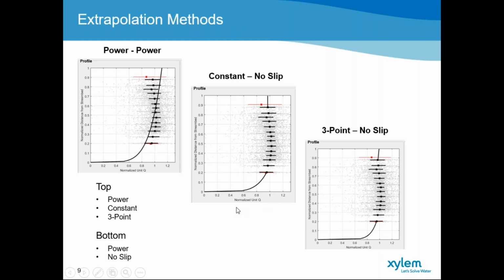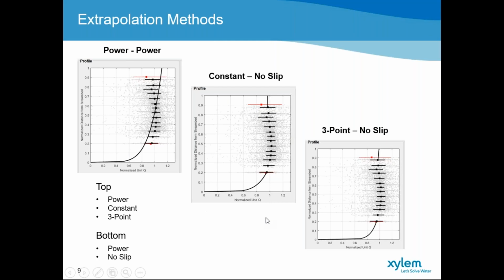The extrapolation methods currently implemented in RiverSurveyor Live are also available in all the other manufacturers' software, as well as the USGS's. They consist of, at the top, power function, constant, and 3-point methods, and at the bottom, power and no slip. In RiverSurveyor Live, the default extrapolation method is a power function with the 1/6 power law, so it's a 0.16667 exponent.